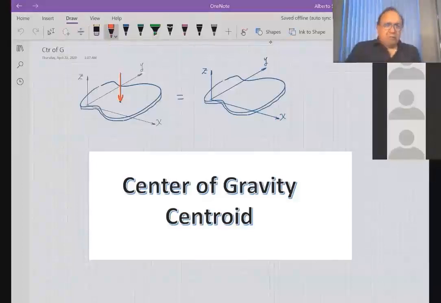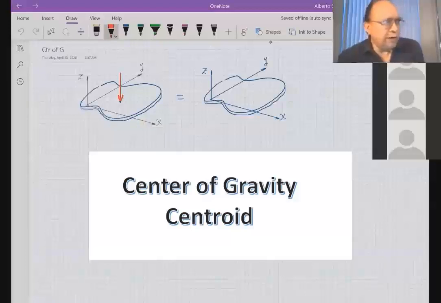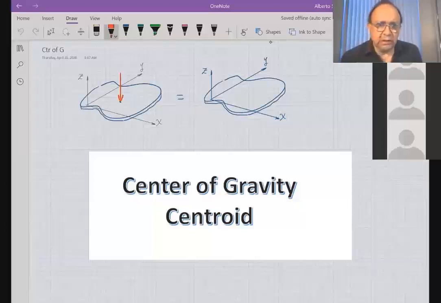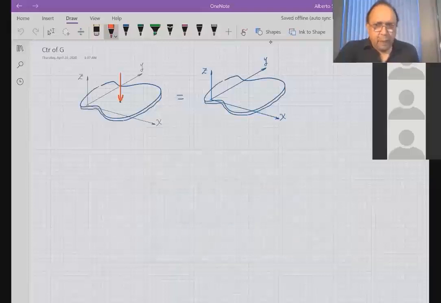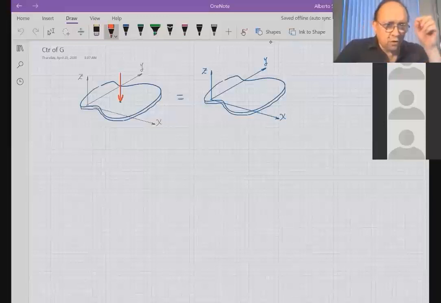Okay, let's get started with this new topic. Centroid of an area. That's what we are going to talk about in this session today. Well, the centroid of an area is basically the location of the weight of a body.